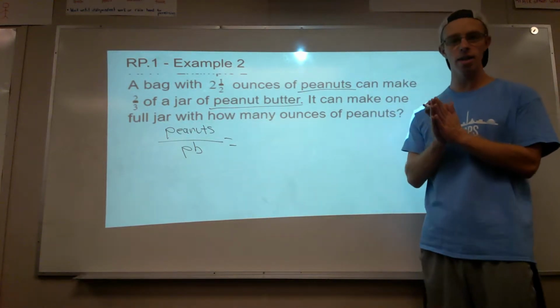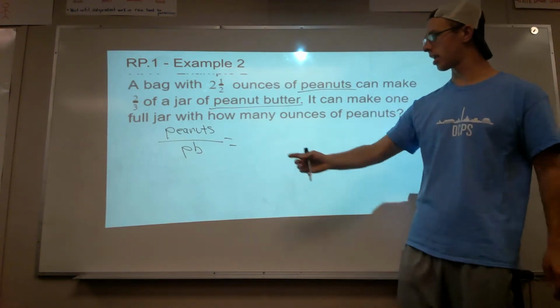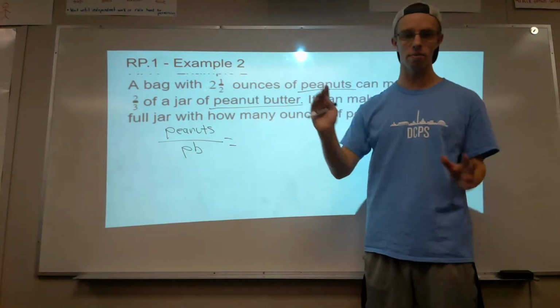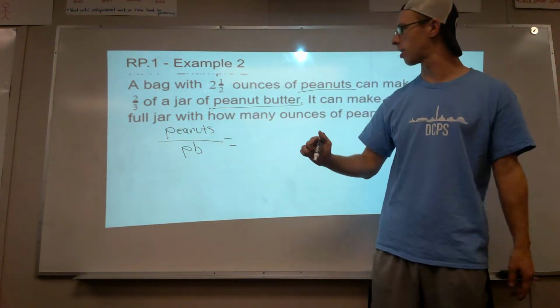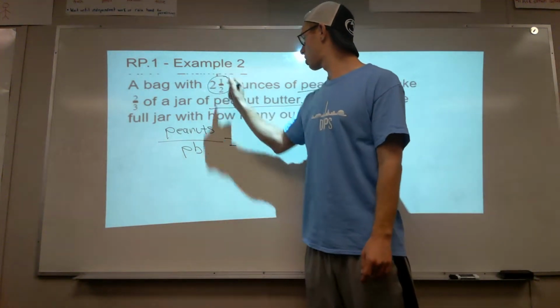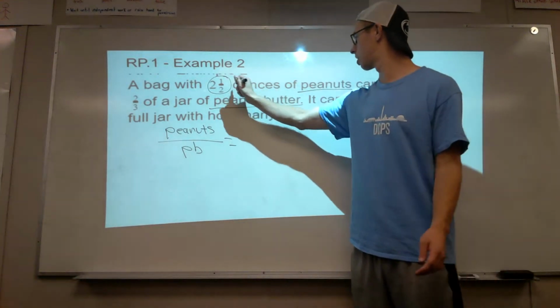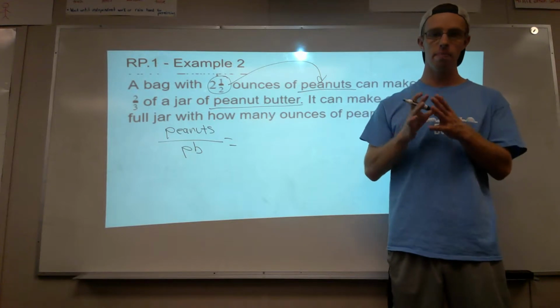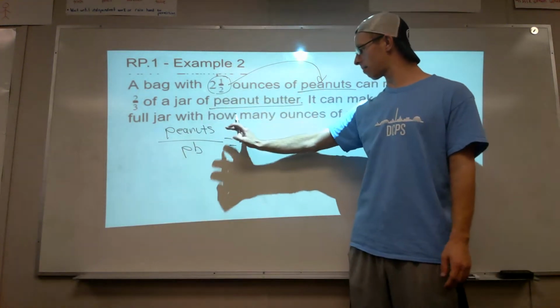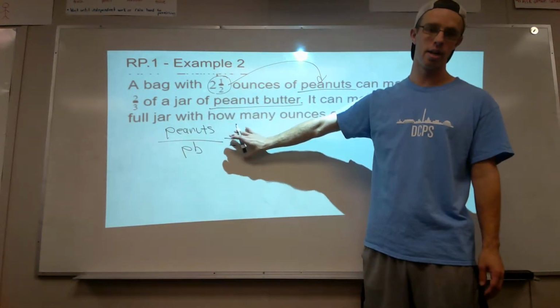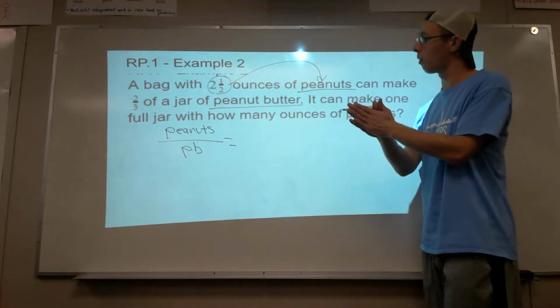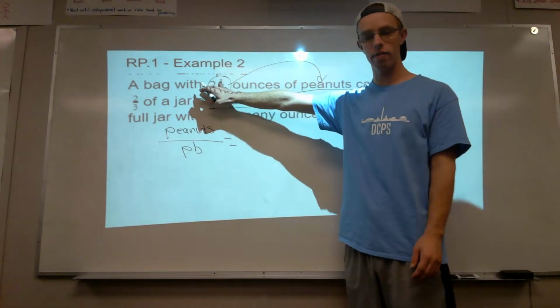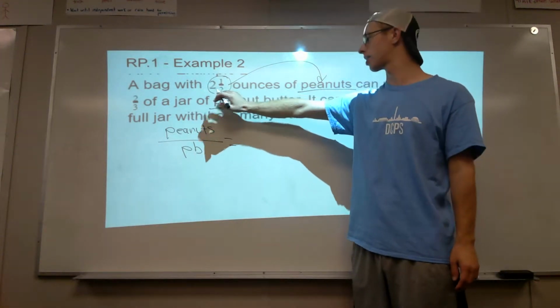And now I have to align the numbers. Again, it doesn't matter what goes on top and what goes on bottom as long as you line them up properly after that. Well, 2.5, that's the first number I see. It goes with peanuts. But the issue with 2.5 is I don't want to put any mixed numbers into my ratios down here. So before I do anything with 2.5, I want to change it to an improper fraction.